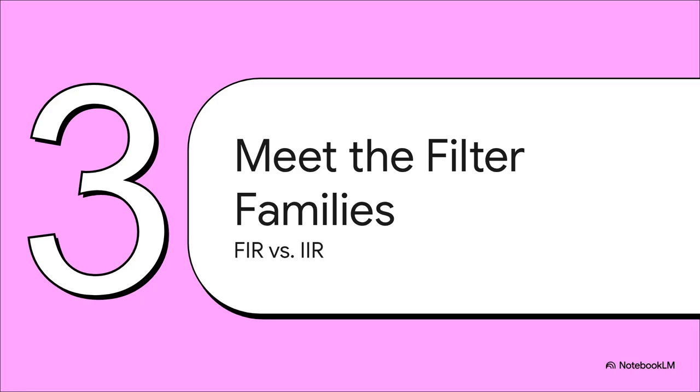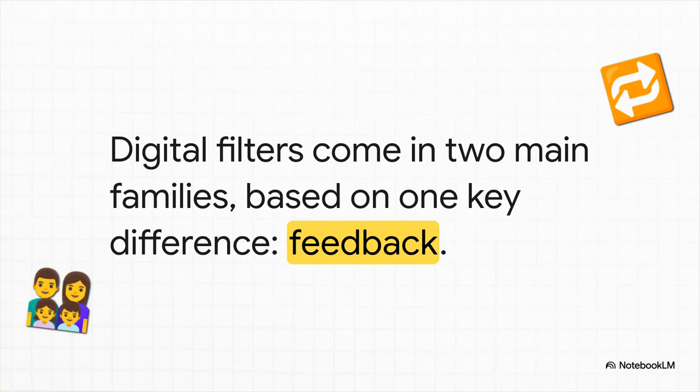Okay, so we've got our 3 building blocks. Now, depending on how you arrange them, you can create 2 main families of digital filters. And the difference between them, it all comes down to one simple idea. And that one key difference is feedback. The question is, does the filter make its decisions based only on the new information coming in, or does it also take a peek at the clean signal it just put out? That one choice creates 2 very different kinds of filters.